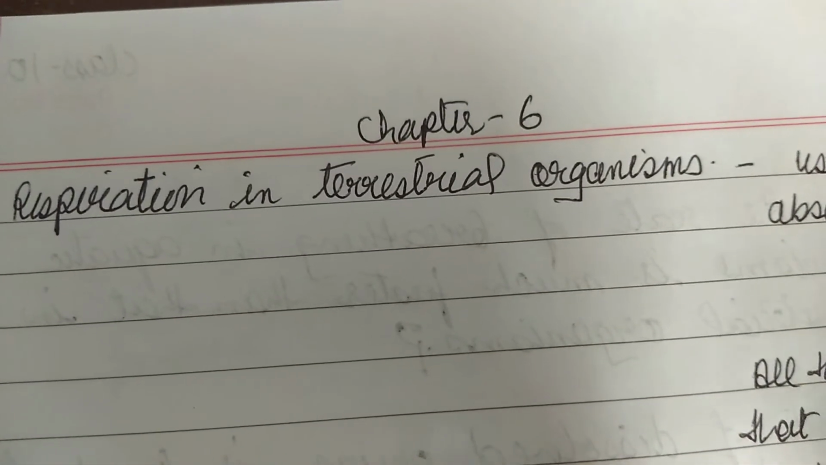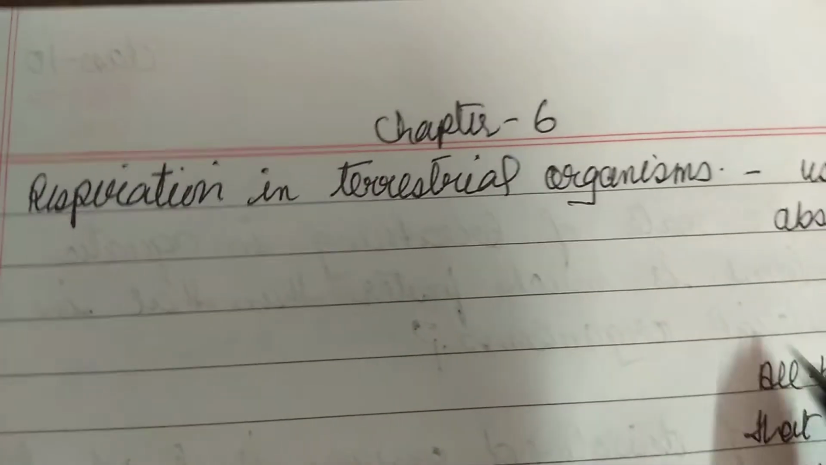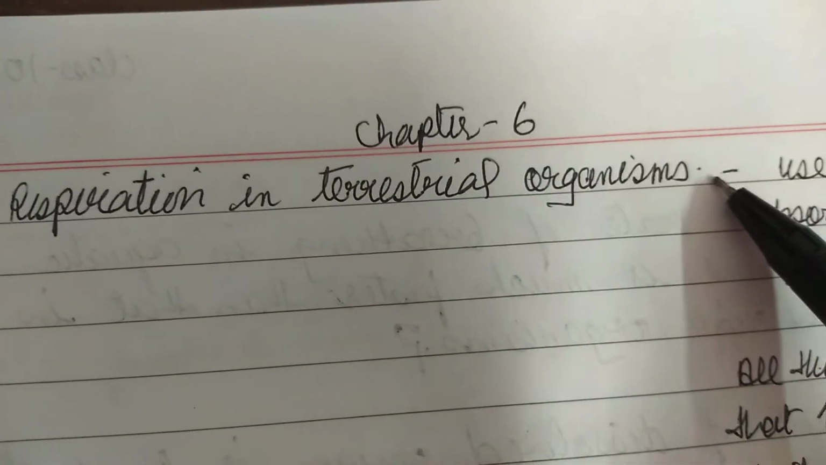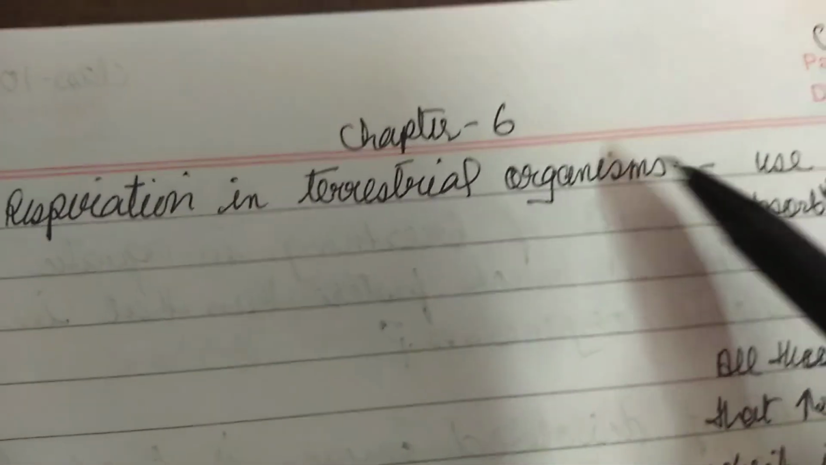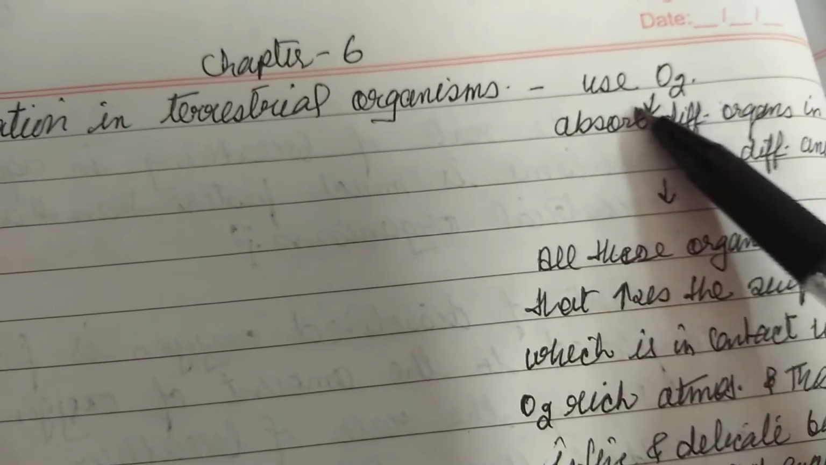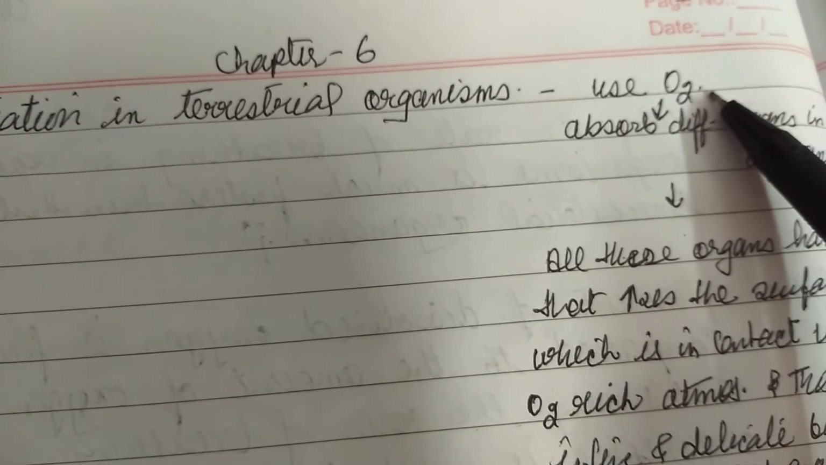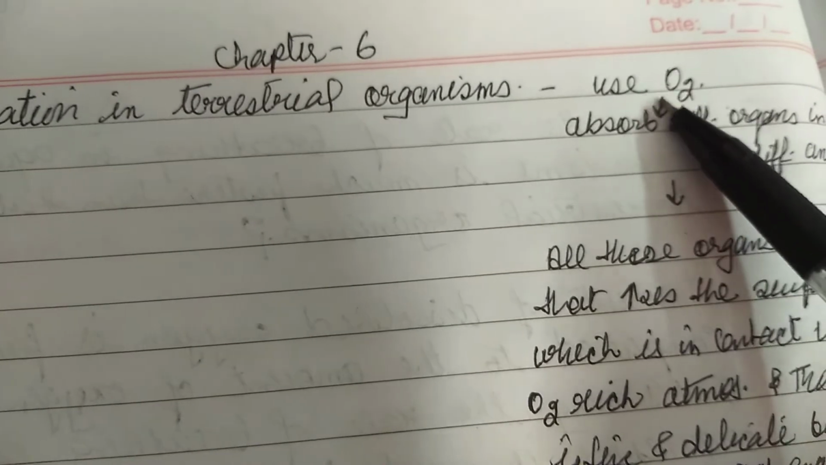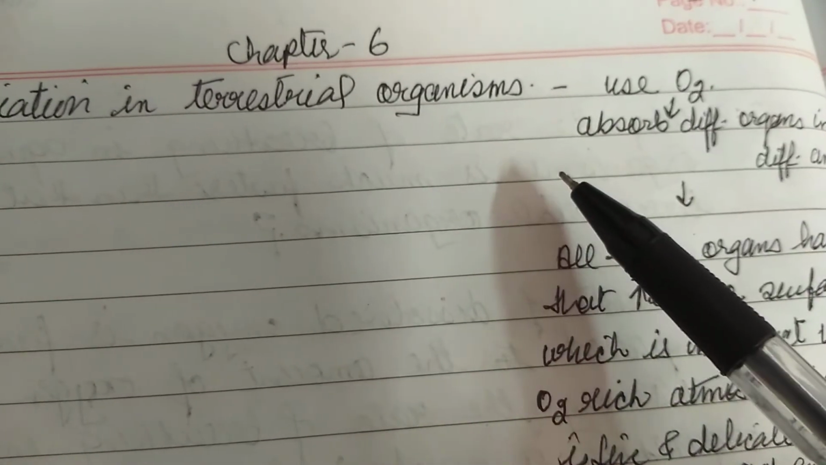Today we will do one more topic of chapter 6 of class 10th, that is respiration in terrestrial organisms. So we know that these terrestrial organisms use oxygen, and to absorb this oxygen, they have different organs. Different organisms have different organs to absorb this oxygen.